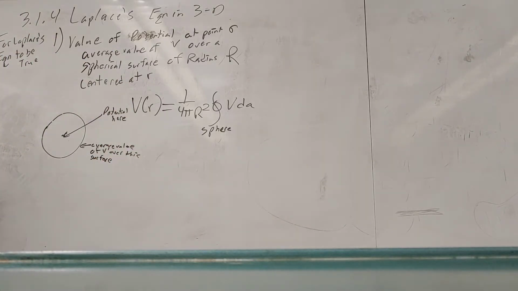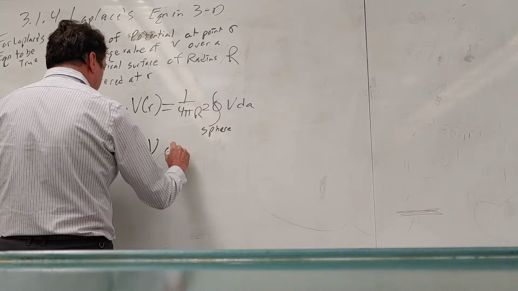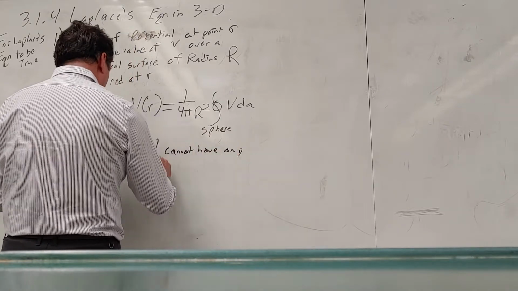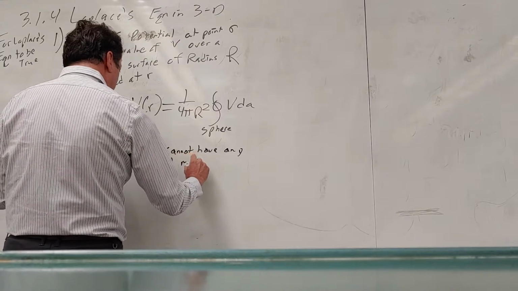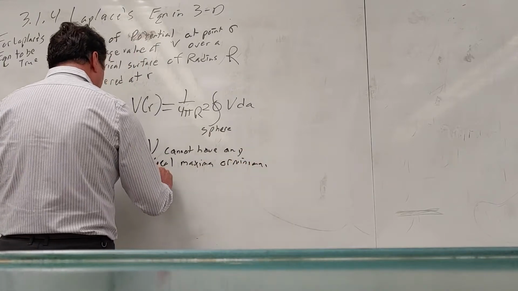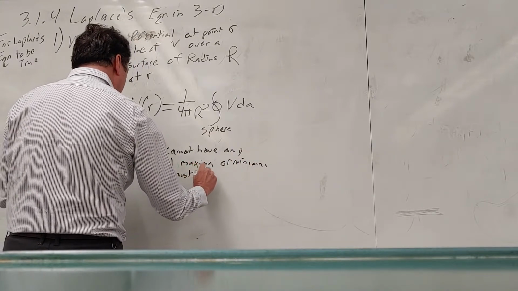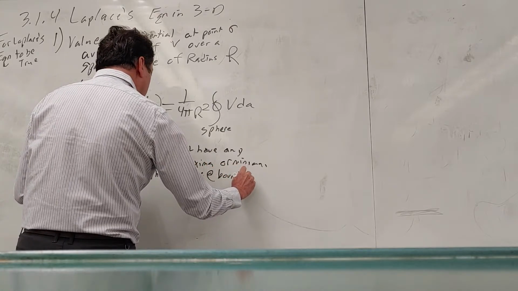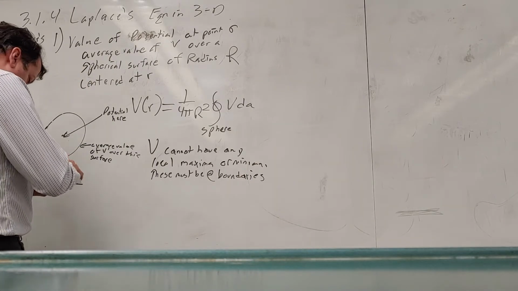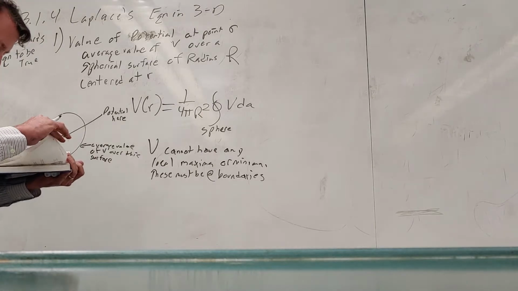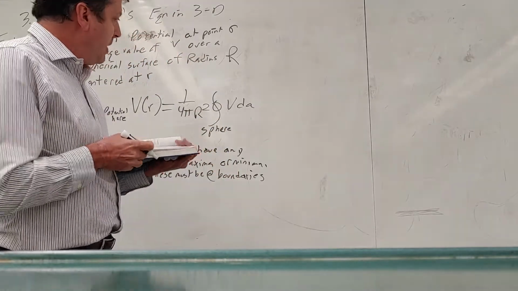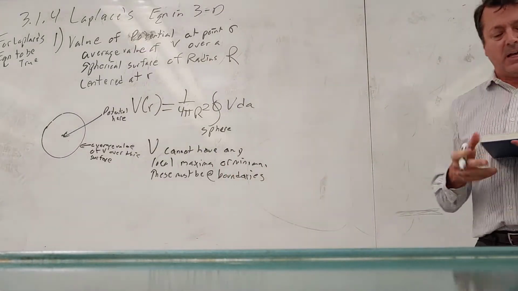All right. So, of course, that means V, the potential, cannot have any local maxima or minima. These must be at the boundaries. Okay. So they go through and do a proof of this. And the proof is interesting. You can go through your book. I want to draw it out and just tell you what it says.